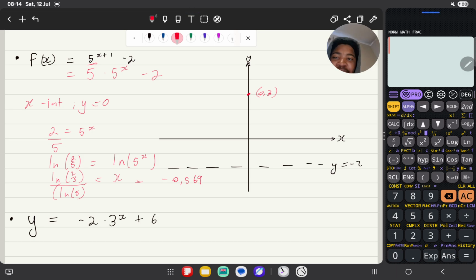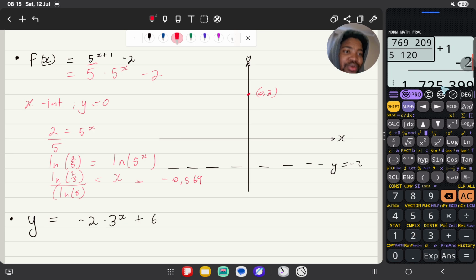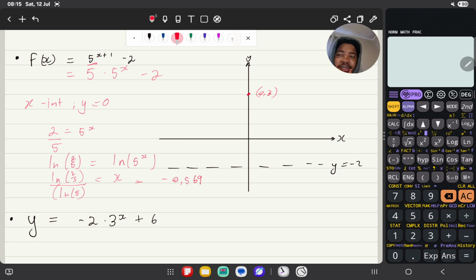Let me leave it there, but I want to show you something. We are calculating the x-intercept where y equals 0. So I go to my function, I'm like 5 to the power of my answer, which was ln, right? Plus 1, right? And then here I'm like minus 2, right? Oh Lord, wait a minute. Okay, let's see.